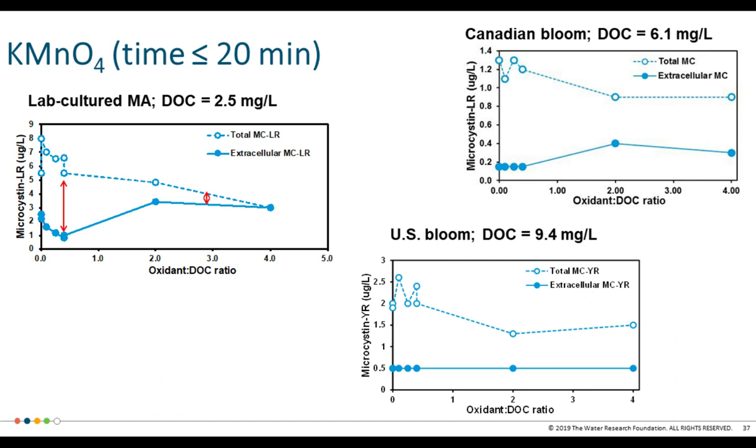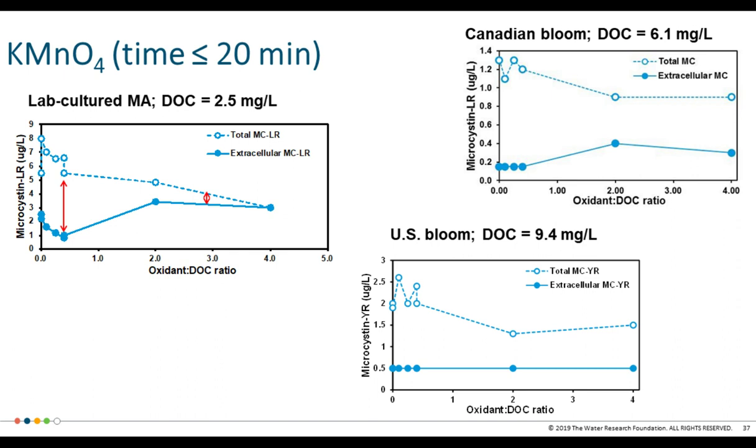To the next oxidant agent, permanganate. So for permanganate, we can look at here the lab culture, Canadian bloom, and the US bloom. We can see for the lab culture, we can again look at the difference between the total toxins and the extracellular toxins. And we can see with higher oxidant-DOC ratios, we actually observed complete release of the toxins. All the toxins became extracellular, but there was no reduction at that point; the released toxins were just staying dissolved in the water.